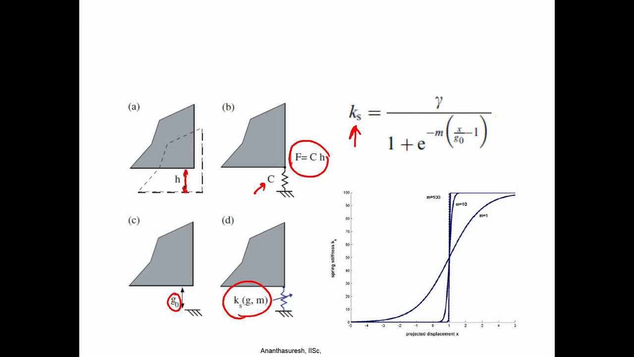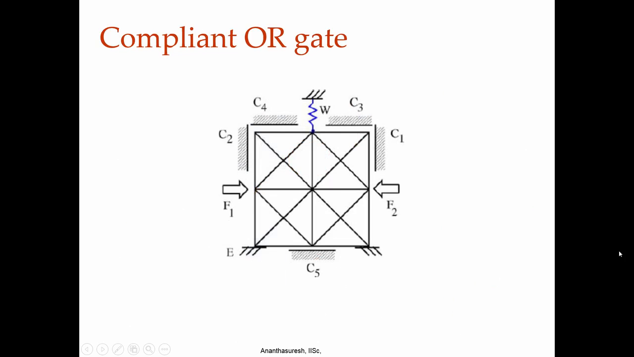Here we have used this function, gamma is some stiffness value, 1 plus e raised to minus m times x by g naught, where x is the displacement, and then minus 1. So, what will happen is this K s here can be made to vary like this. There is a factor m. As you increase the value of m, it gets closer and closer to this, but it will never be sharp like that. It will always be somewhat smooth like this. So, you can use this in synthesis and design this contact aided compliant mechanisms.